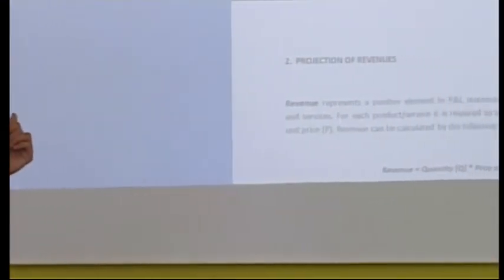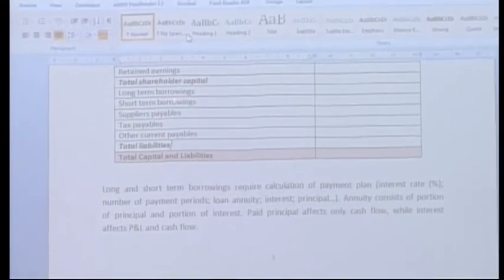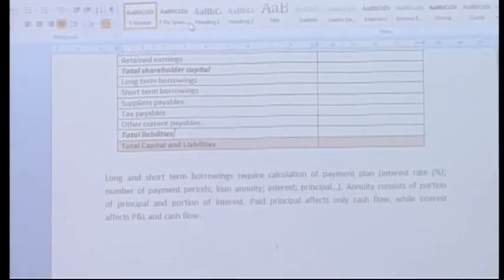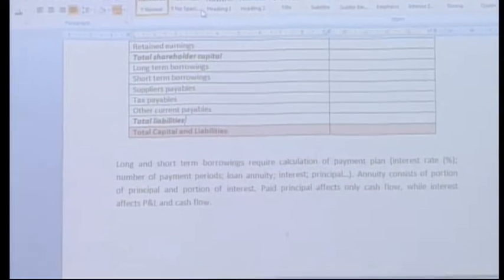On the other side, we have what we owe. We have total capital and liabilities: shareholder capital and liabilities, short-term and long-term. Okay. Marina, please. Do you have any questions about how to prepare one balance sheet?